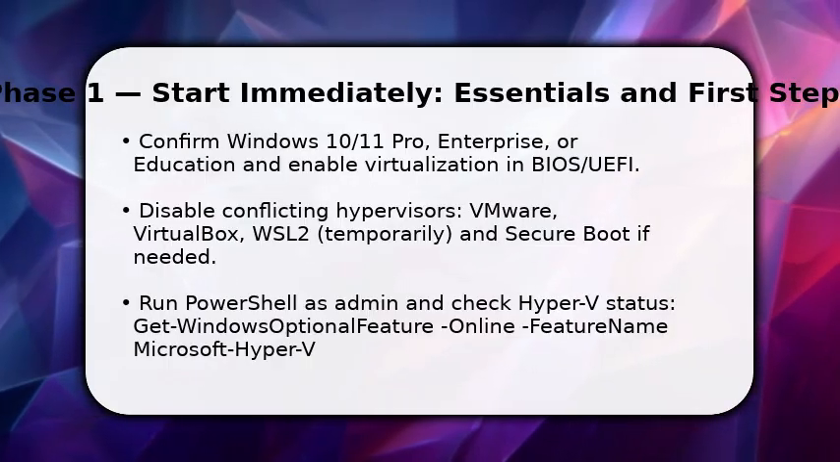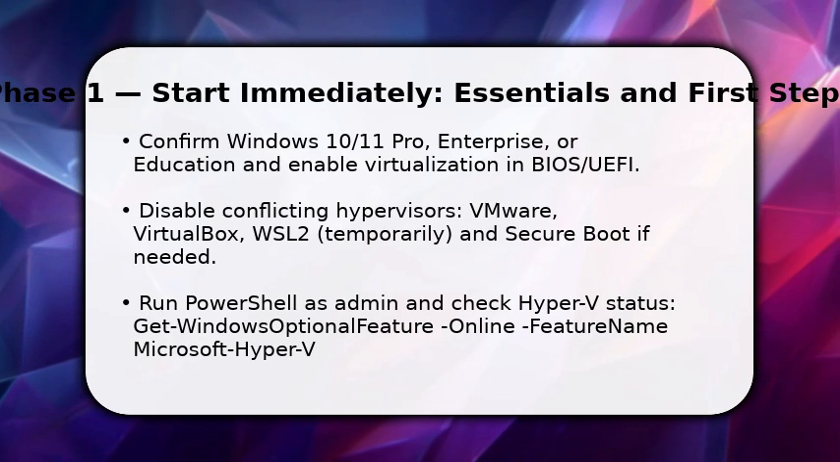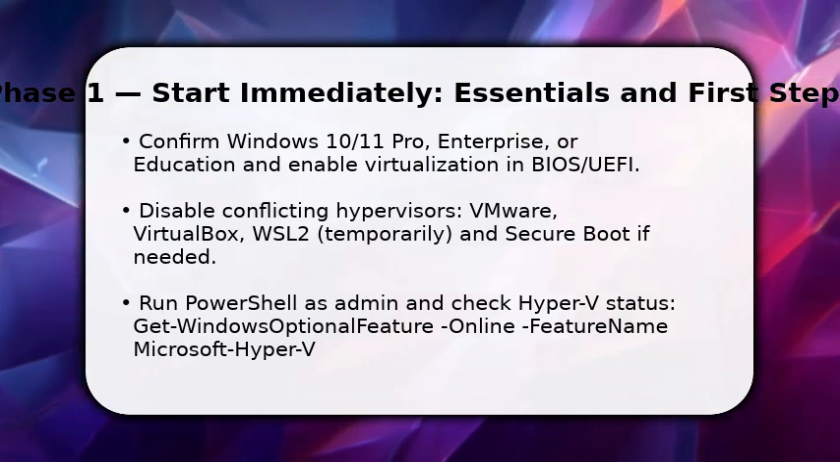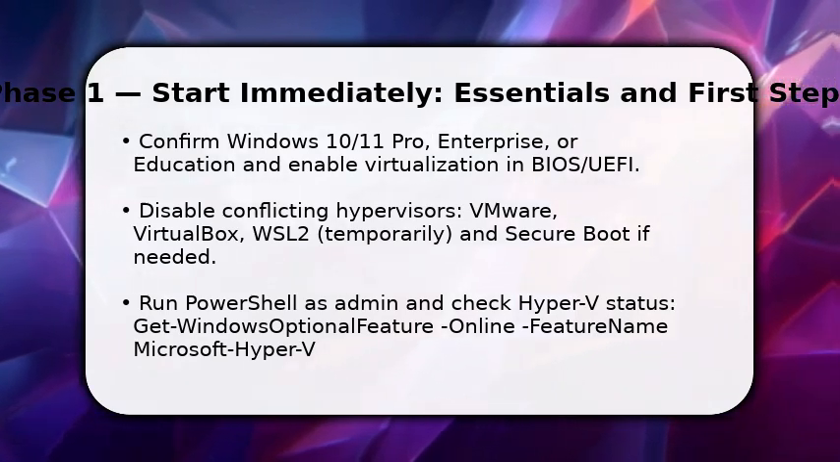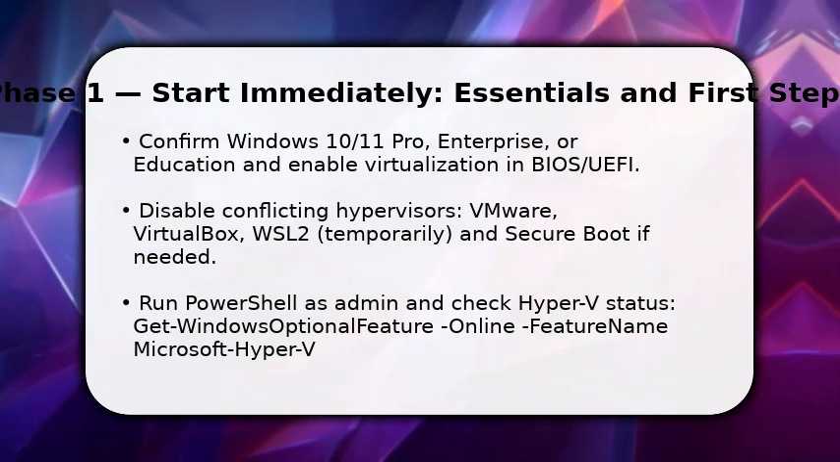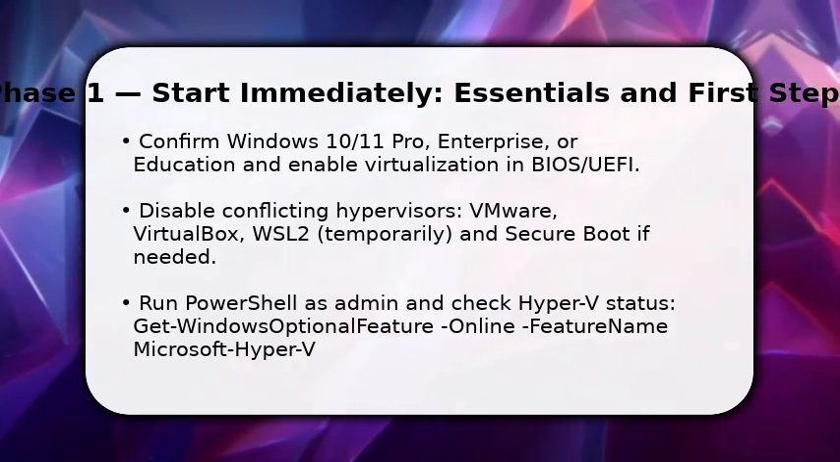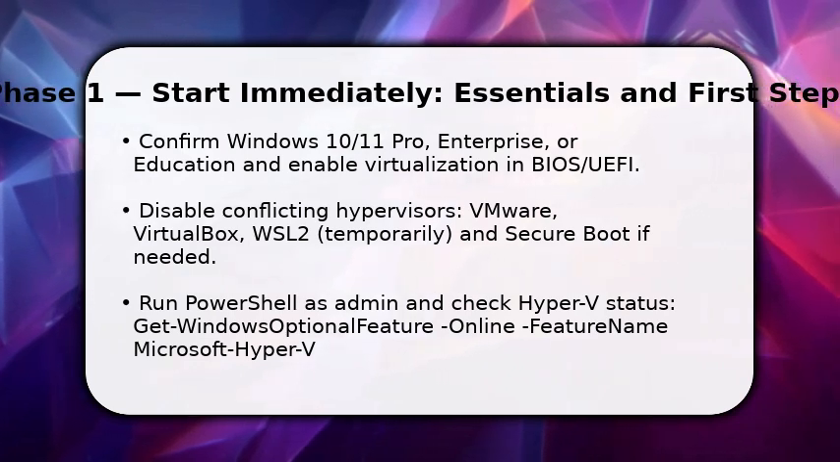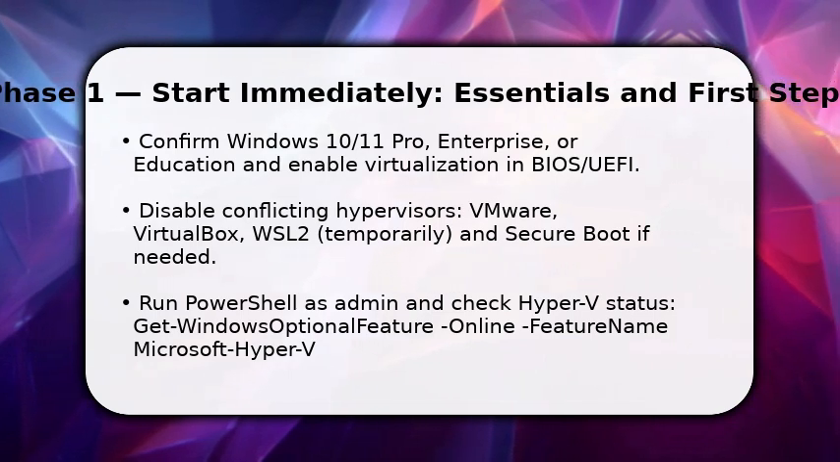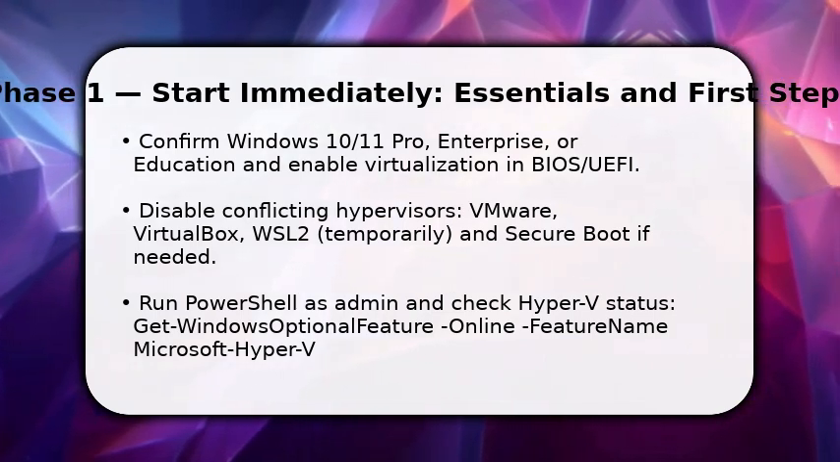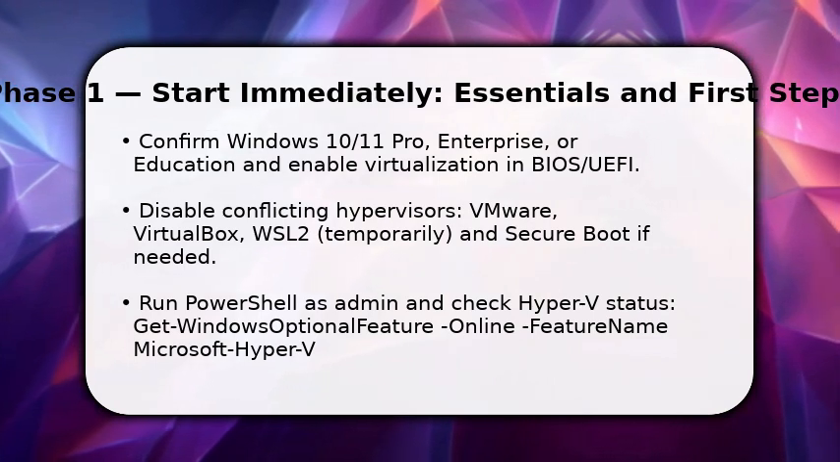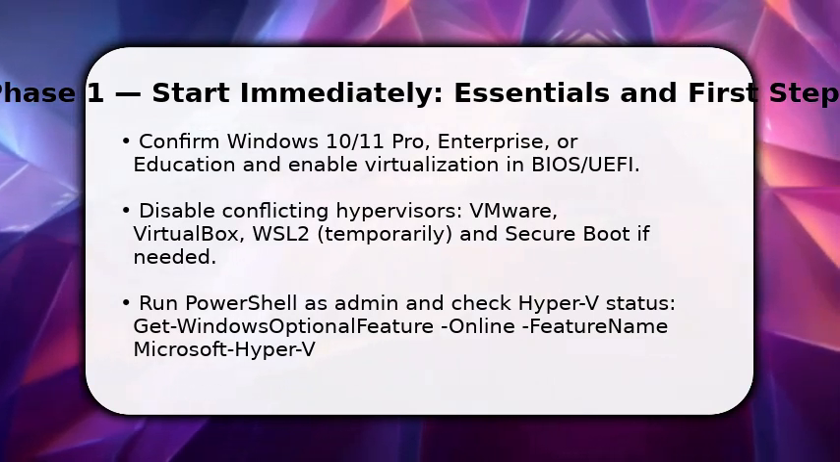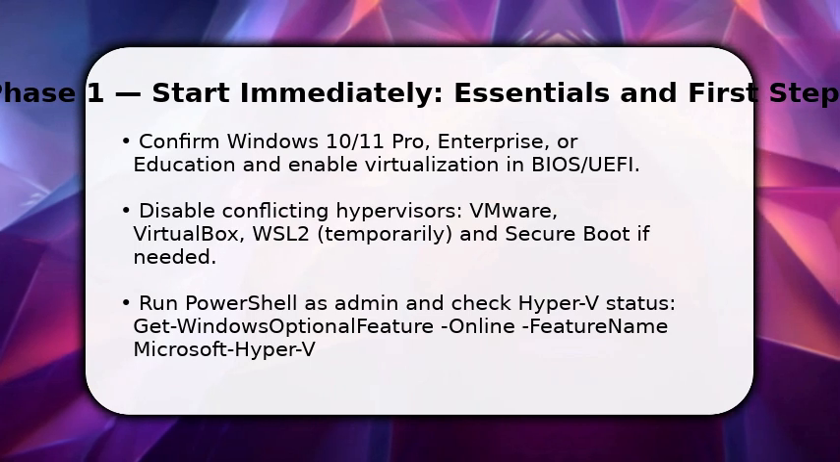You start by confirming the essentials. A Pro-class Windows Edition and Virtualization enabled in BIOS. This is required. Once done, disable other hypervisors and temporarily turn off WSL2 and Secure Boot if they interfere, because multiple hypervisors clash. Then, open PowerShell as administrator and run the Hyper-V status command to see whether the feature is present. This tells you the next step.